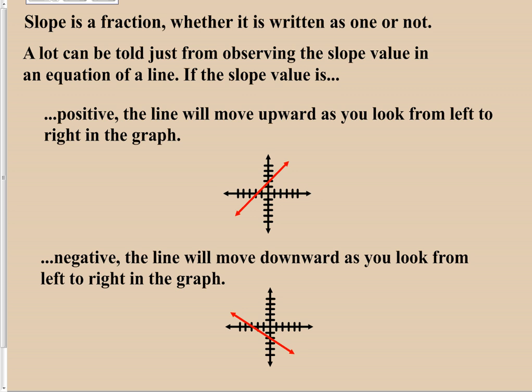And you can tell a lot just by looking at the slope value in an equation. When you're in slope-intercept form, slope is the coefficient in front of x. If you have a positive coefficient, that means your graph is rising as you read the graph from left to right. That's how we read our graphs, always from left to right. If it is negative, your graph is falling as you read from left to right. And that's the difference between a positive numerator or a negative numerator, so a positive rise or a negative rise.